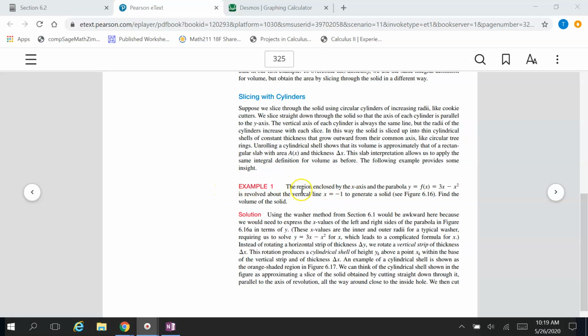So here's our example. The region enclosed by the x-axis and the parabola y equals 3x minus x squared is revolved about the vertical line x equals -1 to generate a solid. Find the volume of the solid.